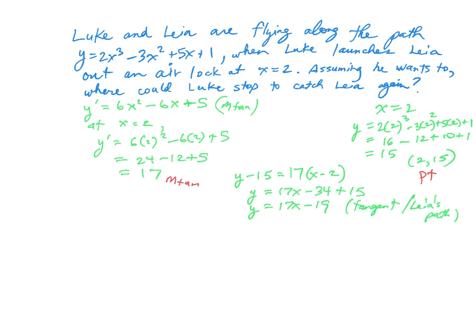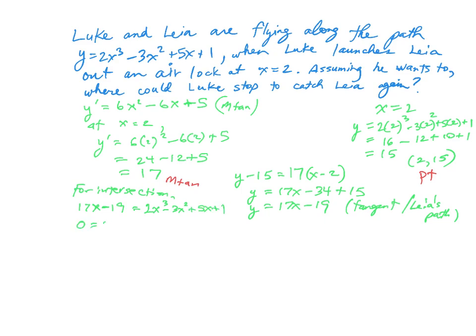So what we want to know is, where does Leia's path cross the original flight path of the rocket again, so that Luke can pick her up if he wants to. So for intersection, you need to set the tangent line equal to the cubic. This is actually the equation of the line, so it's like a line from grade 9. And we want to know when it hits the cubic, 2x cubed minus 3x squared plus 5x plus 1.